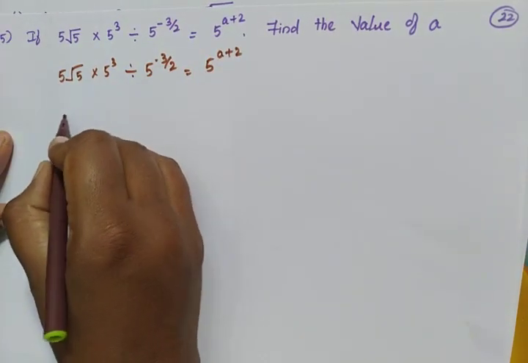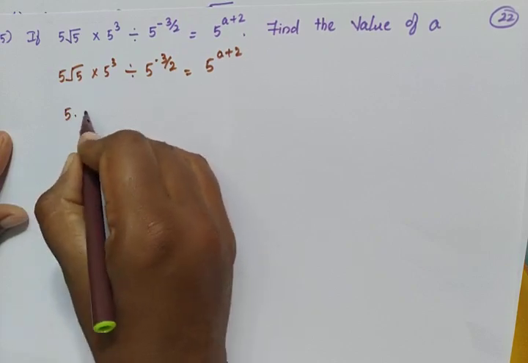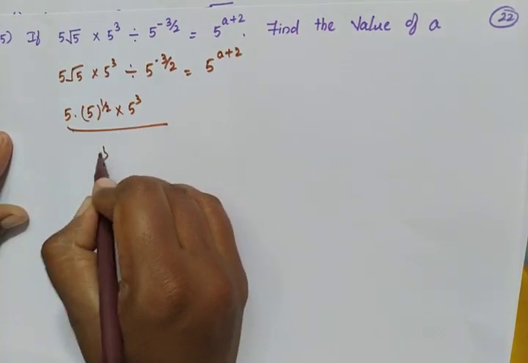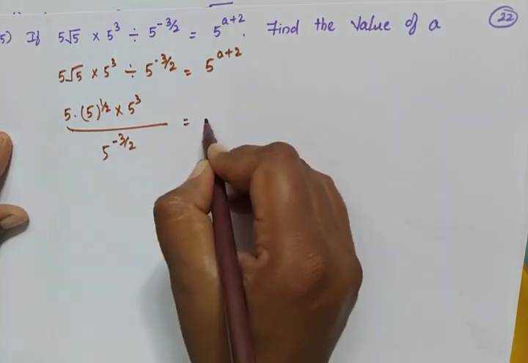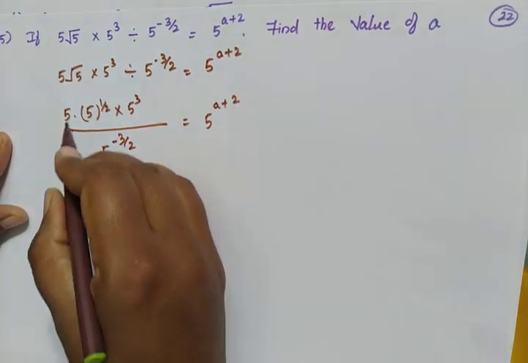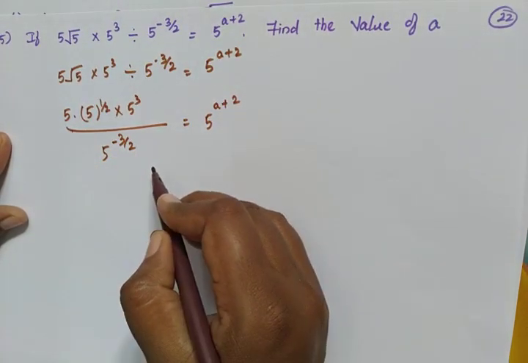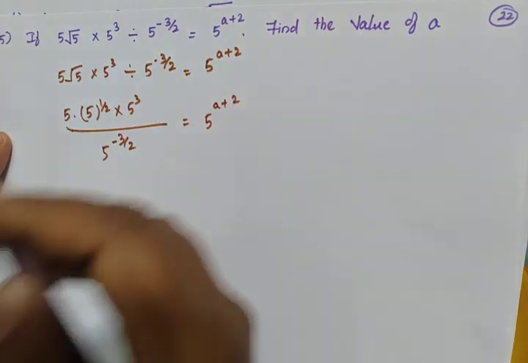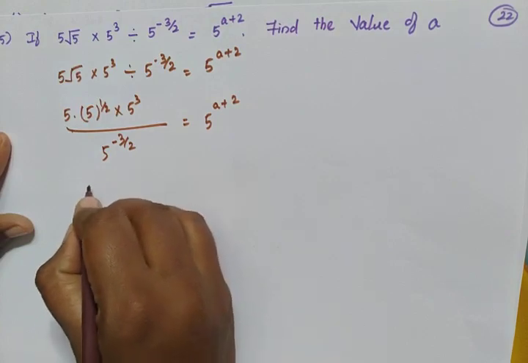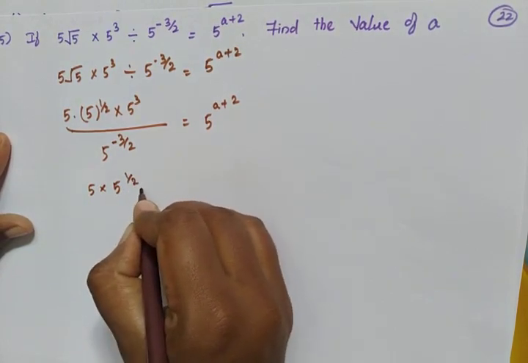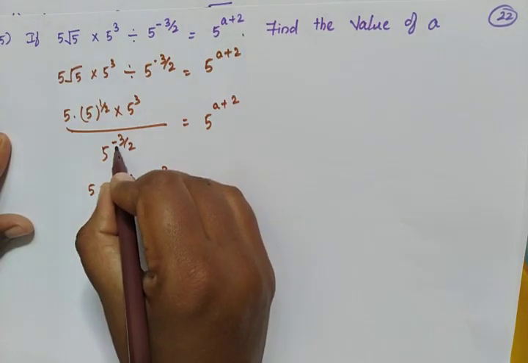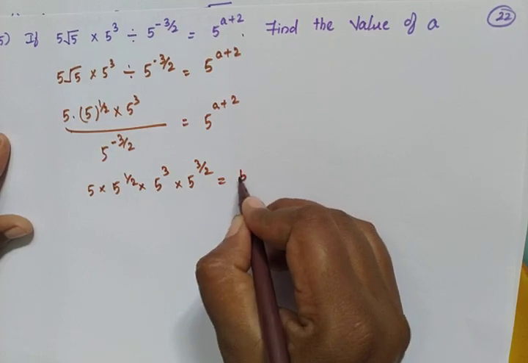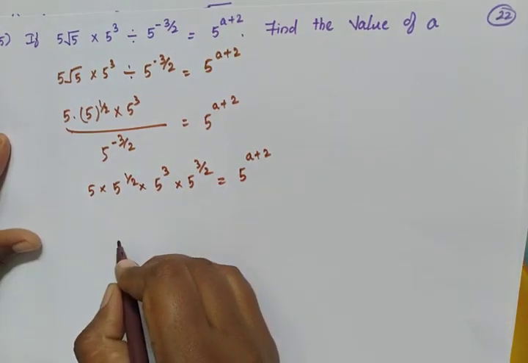Now as it is, what we have to do is 5 into 5 power 1 by 2 into 5 power 3 divided by 5 power, this is minus 3 by 2, which is equal to 5 power a plus 2. And we know that a power m by a power n is equal to, remember that equation, a power m minus n, because bases are common. So we can take this in the numerator. So 5 into 5 power 1 by 2 into 5 power 3, since it is minus, this will become plus here, into 5 power 3 by 2, which is equal to 5 power a plus 2. That's it. So now it is very easy.